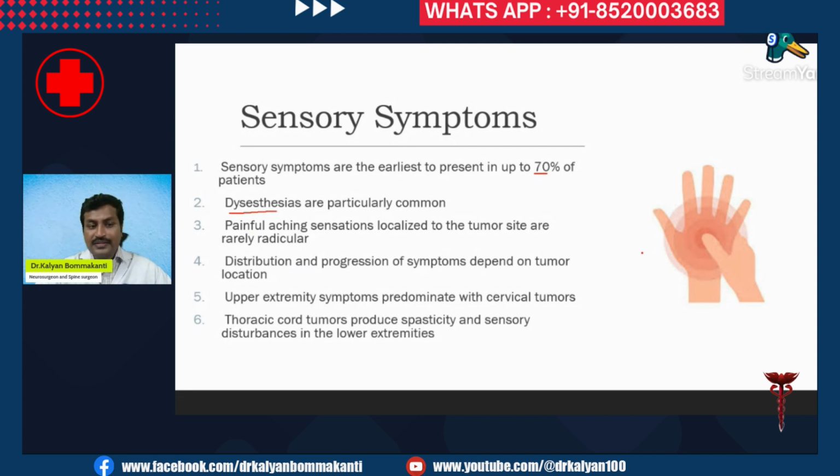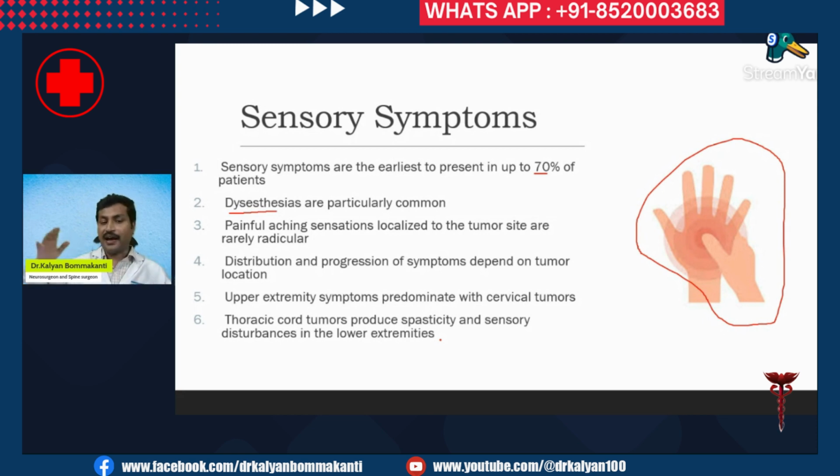As I've told you, the upper extremity symptoms predominate with cervical tumors, whereas thoracic cord tumors produce disturbances in the lower limb because the thoracic cord is below the neck. So the hands, neck, and head are not affected. Only the low abdomen, that is your stomach, and the legs are involved.